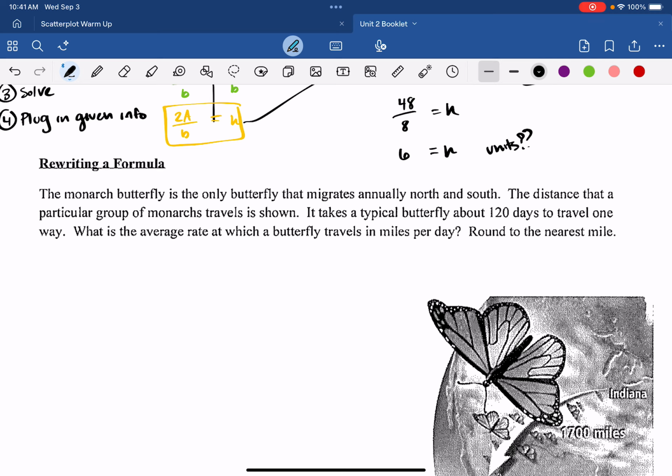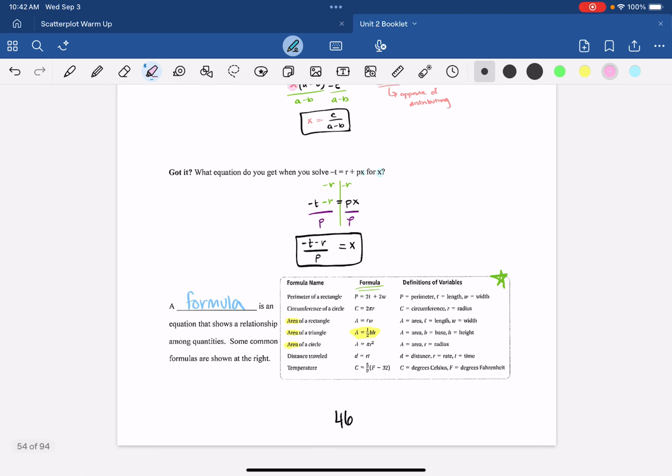Just like the previous word problems, let's look for my question first, because the question holds a lot of information to get us started. What is the average rate at which a butterfly travels in miles per day? Do we see any form of unit or things that I'm going to be measuring? Well, I see average rate. So let's go to my formula sheet and see if we can find average rate anywhere.